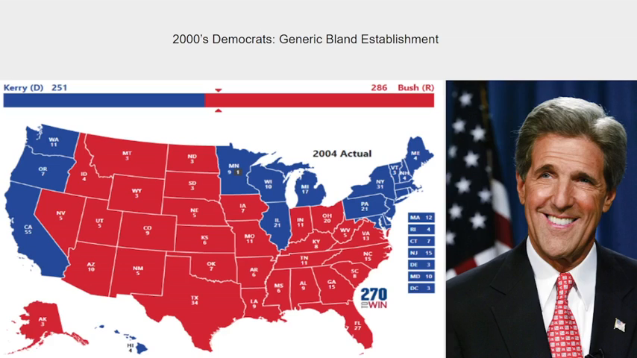I know environmentalism became a bigger thing in the Democratic Party. Same-sex marriage wasn't a thing in their party. Legalization of marijuana wasn't a thing in their party yet. Free community college wasn't a thing in their platform yet. It was very 2000 specific.